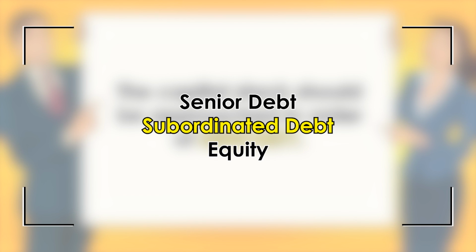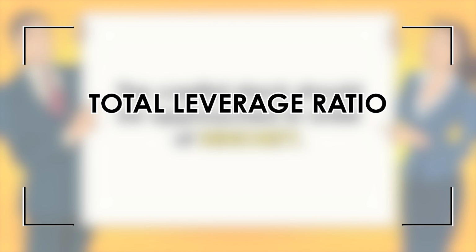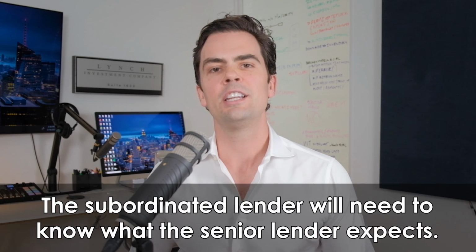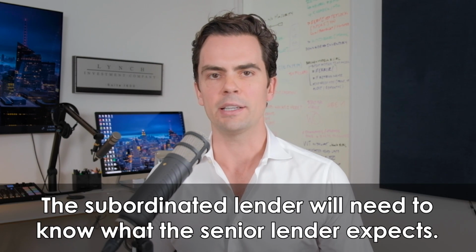In the senior lender term sheet example included as part of this lesson, you will see financial covenants that can impact the subordinated lender. The most obvious is the total leverage ratio, which limits the amount of funded debt as a multiple of EBITDA. And the remedies available to the senior lender in the event that this covenant is breached can potentially put all subordinated capital, which in this example includes both subordinated debt and equity, at risk. Consequently, the subordinated lender will need to know what the senior lender expects. And this dynamic brings me to the next point.